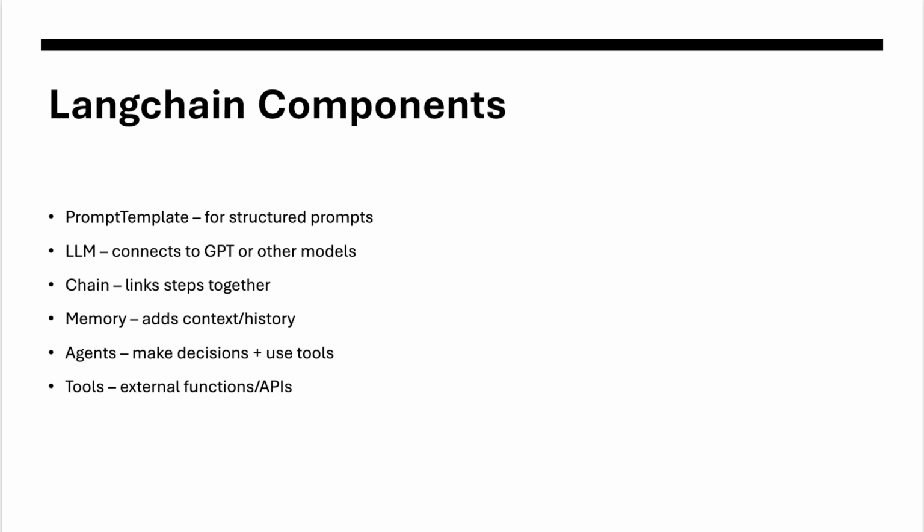The last LangChain component is tools. Tools are nothing but external functions or APIs that the agent can use. LangChain supports tools like search tools, math calculator, APIs like weather, Wikipedia, etc. or your own Python defined functions. So basically agents think what tools to use. Tools actually do the task. LLM explains the results, all working together like a smart assistant.